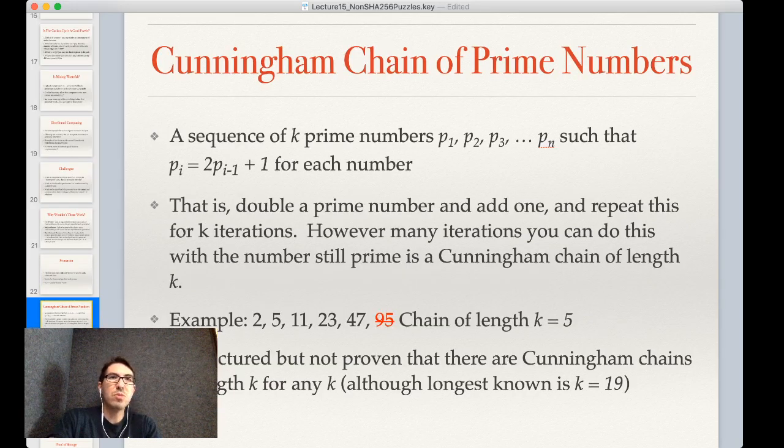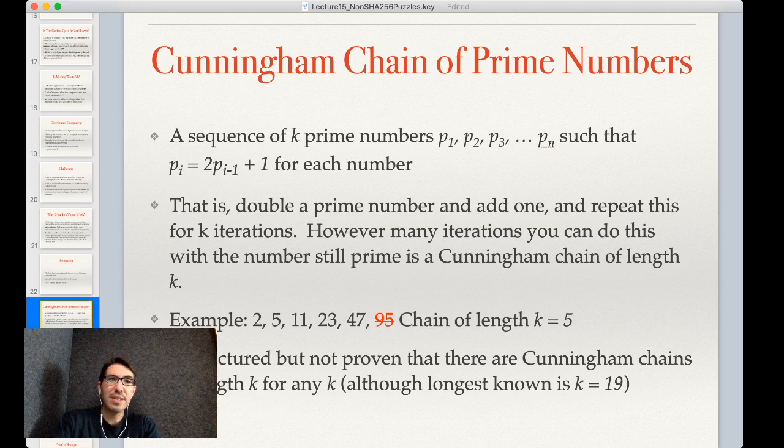So just so you understand what a Cunningham chain is, it's a sequence of k prime numbers, p sub 1, p sub 2, up to p sub k, such that p sub i equals 2 p sub i minus 1 plus 1 for each number. That is, if you take a prime number p sub i, double it and add 1, and check to see if it's a prime, however many times you can keep doing that doubling and adding 1, and the resulting number still being prime, that's a Cunningham chain of length k.